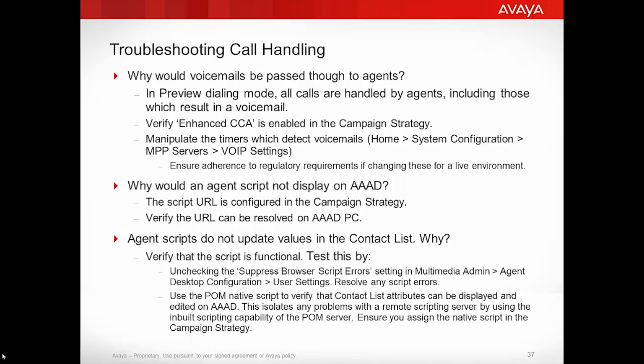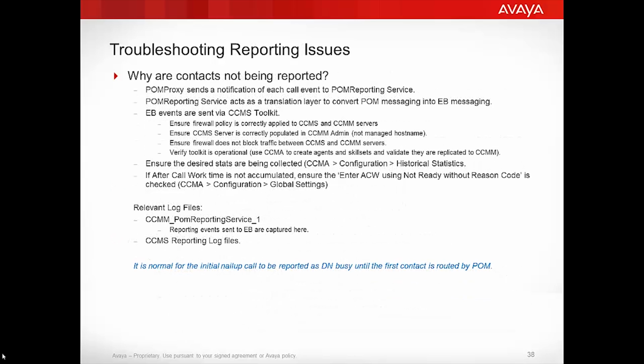When it comes to troubleshooting reporting issues, we may have a scenario where contacts are not being reported. The POM proxy will send a notification of each call to the POM reporting service. The POM reporting service is our translation layer to convert what the POM proxy is telling us into EB messaging. EB events then are sent via CCMS Toolkit.